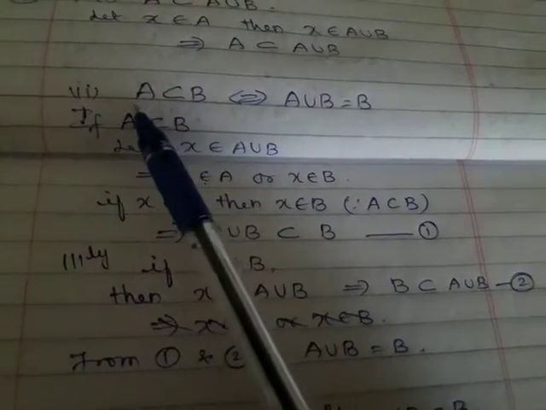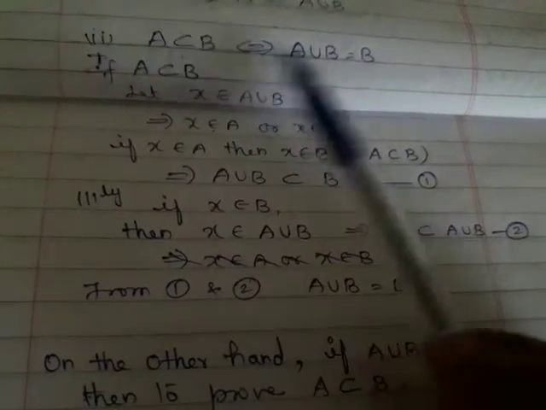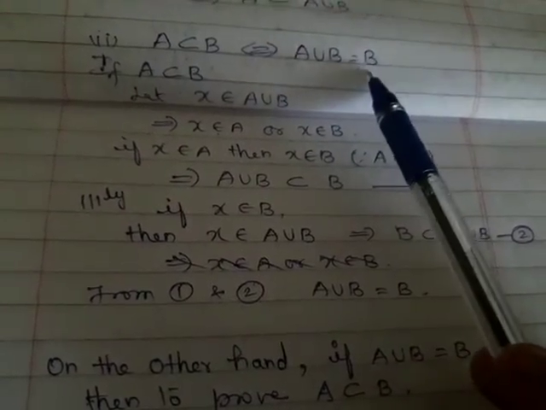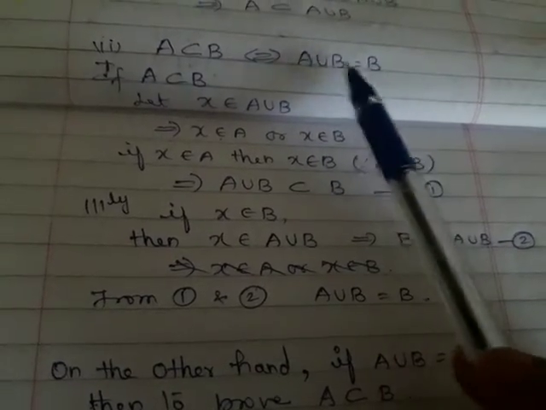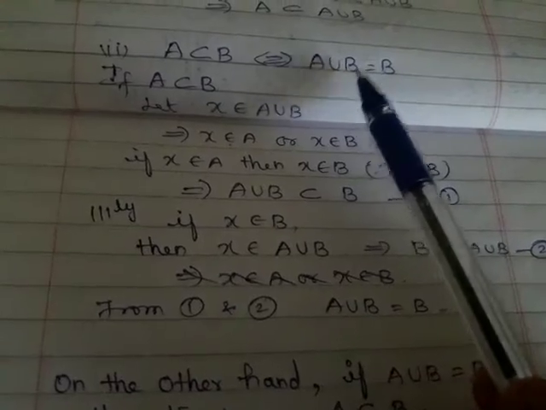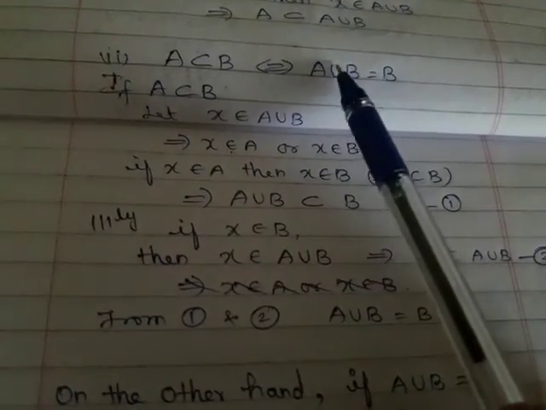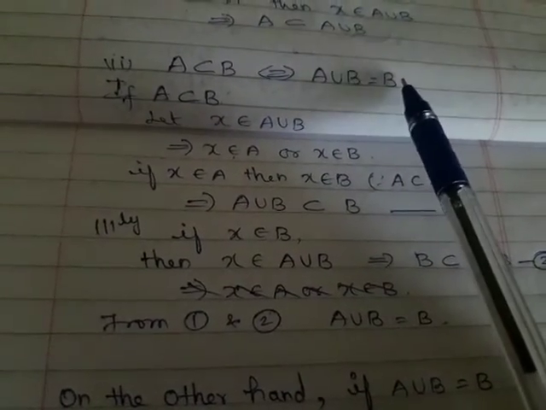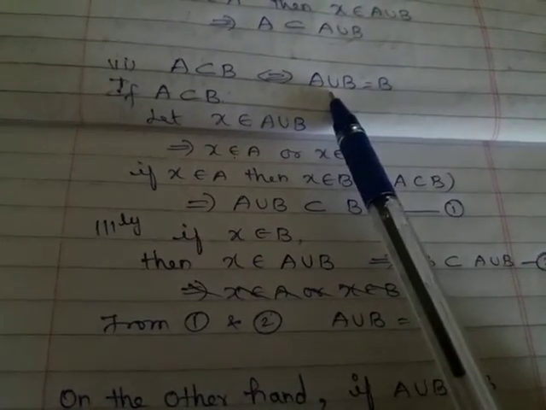So first let us assume A is a subset of B. If A is a subset of B, we need to prove A union B equals B. Whenever we want to prove two sets are equal, we will prove either of them is a subset of the other, right? So first we have to prove A union B is a subset of B, then we have to prove B is a subset of A union B.